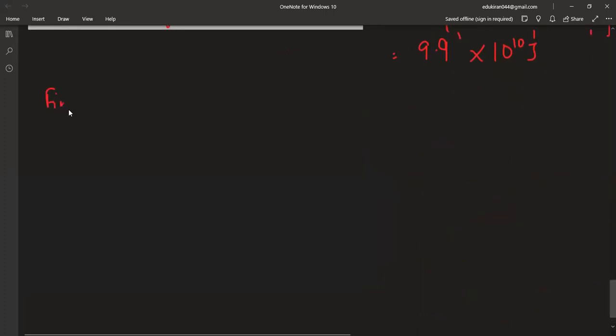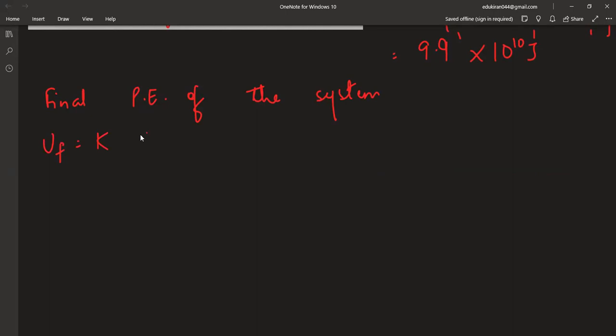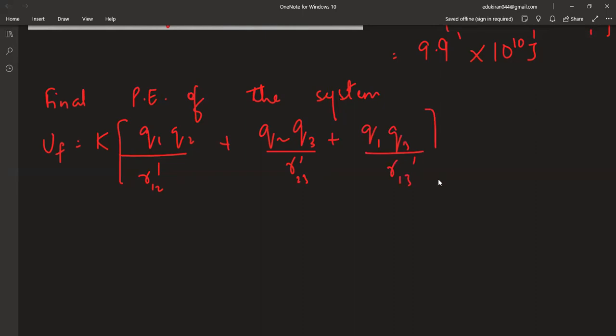Then when we are talking about the final potential energy of the system, so U final, this is K Q1 Q2, same thing, but new separation. Again, plus, let's take K common. So we can write Q2 Q3 by R12 dash. So that 0.5 we can substitute, the smaller one. This is Q1 into Q3 by R13 dash.